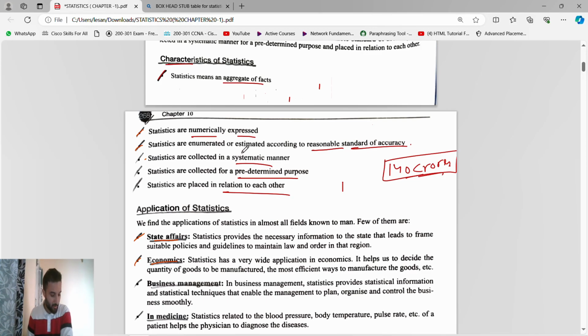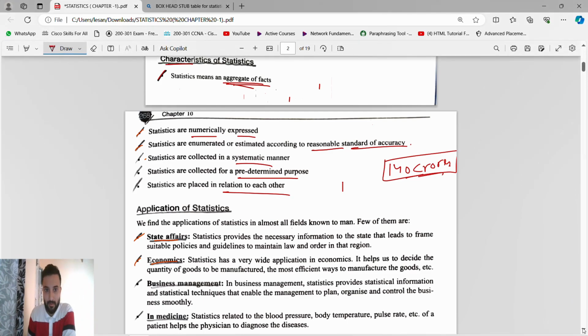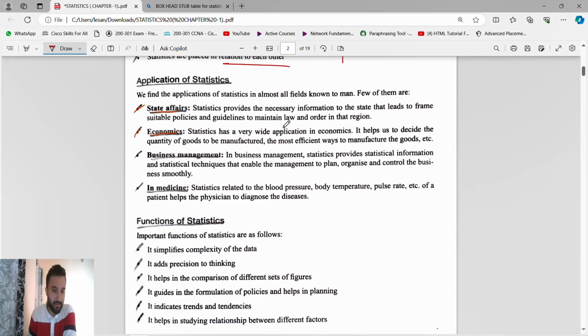So statistics means aggregate of facts, meaning what? We will take the facts, right? We will do collection of the facts, that is true, then presentation. So we'll combine everything. Then application of stats. Remember the name.